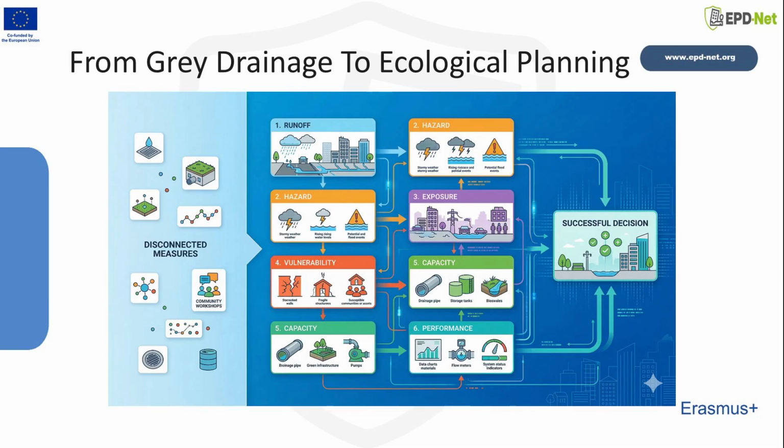The key message is not that pipes disappear, but that cities reduce their dependence on single centralized systems by combining technical infrastructure with landscape-based and multifunctional solutions.